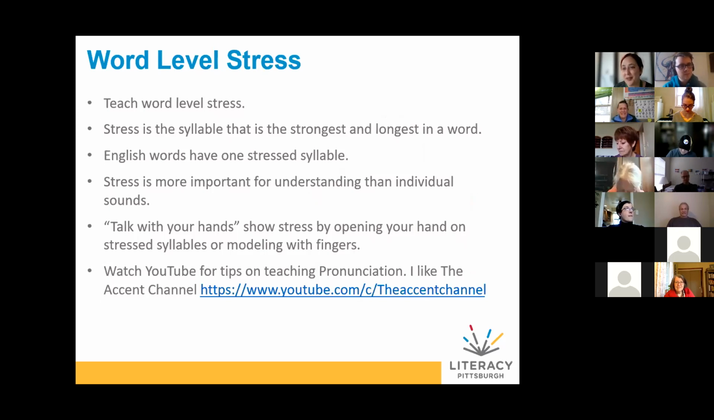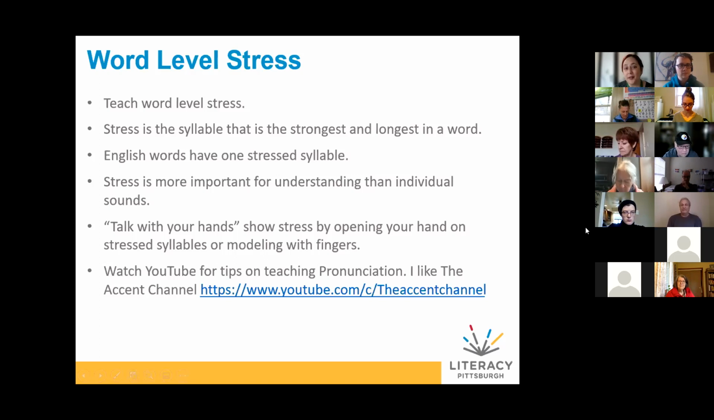So word level stress is important. Teach word level stress. Stress is the syllable in a word that's the strongest and the longest. In elementary school, it's "el", elementary school, okay? English words have one primary stressed syllable. Don't get into secondary and tertiary stress with your students. It's too much. It's, you know, PhD level stuff that you don't have to get into. Focus on whatever the syllable that's primary stressed.